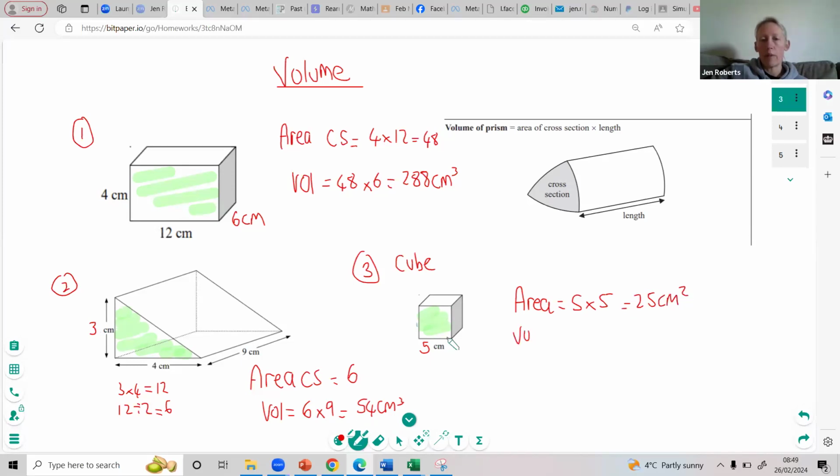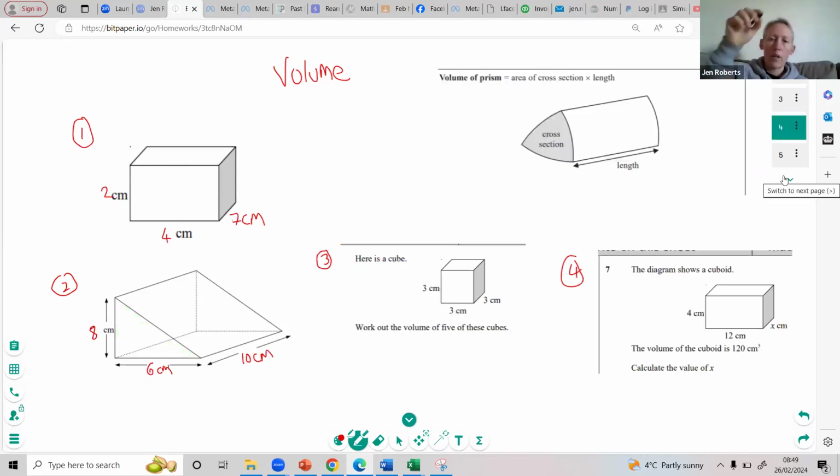Now we want the volume, so we need to times it by how far it goes back, the length, or the depth, you might want to call it. So don't forget a cube. All these lengths are exactly the same, so this one would be 5 here. So we just need 25 times 5, which is 125 centimetres cubed. Okay, can you have a look at these 4 questions, please? And after this, we're going to look at the volume of a cylinder, but just put me on pause and answer these 4 questions.